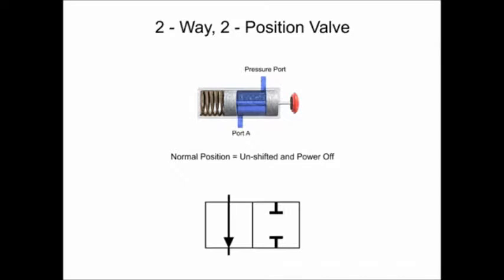The terms normally opened and normally closed are used to describe the condition of a valve when it is in the normal position. For this valve, the normal position is position 1, which allows unrestricted fluid flow through the open ports. Therefore, this valve is a normally opened valve.